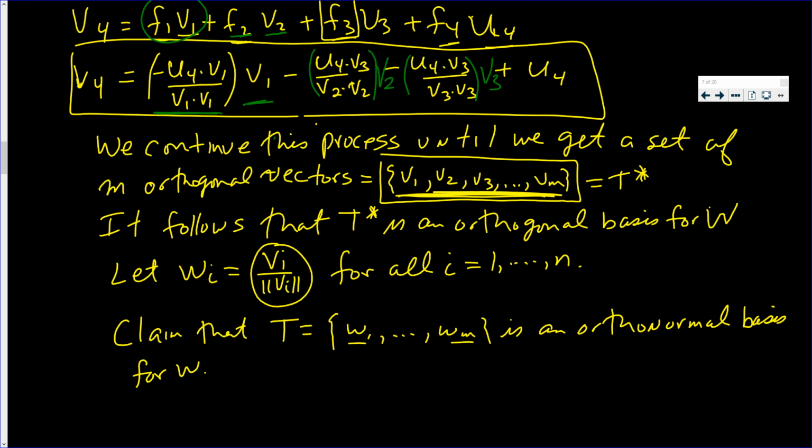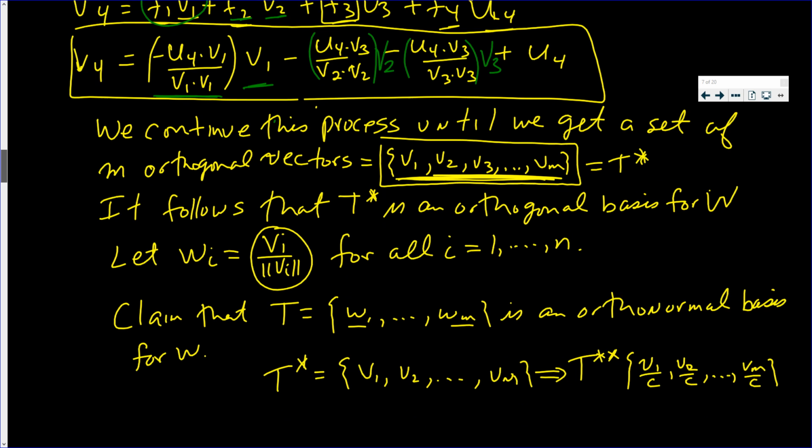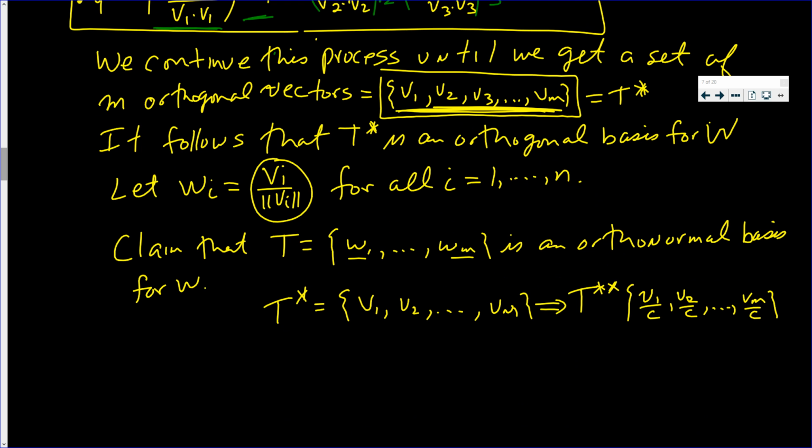If you scale every vector, in other words, T star is equal to V1, V2, up to V sub n. Well, if you make a set T double star by dividing each vector by some non-zero number, this is still going to be a basis. I mean, why is that?